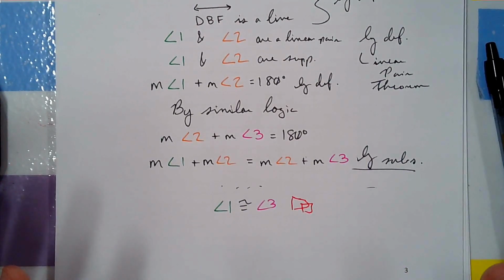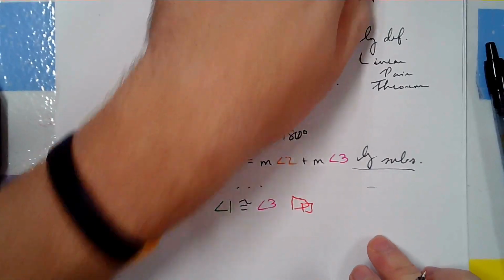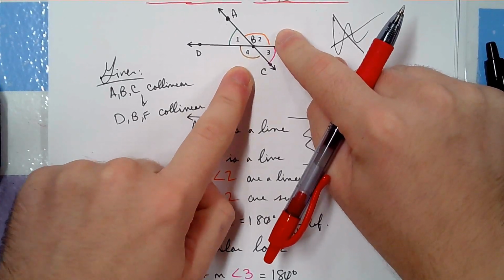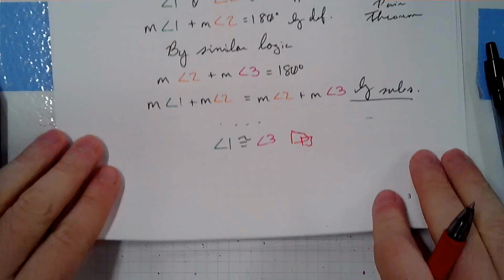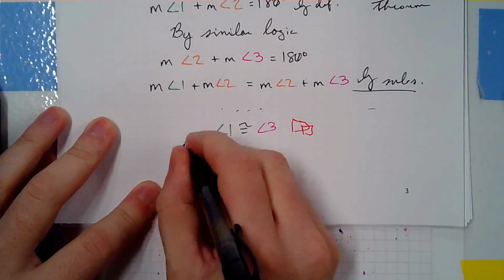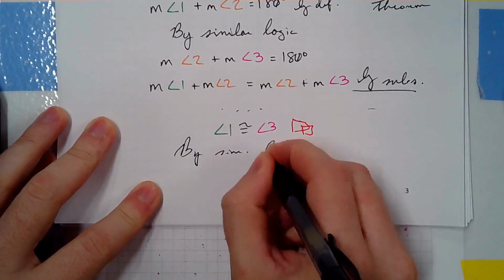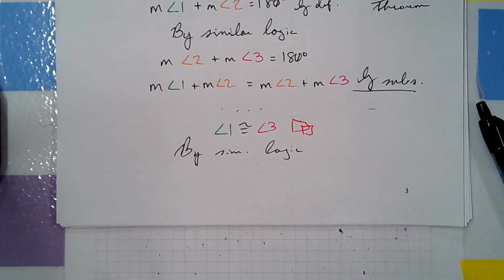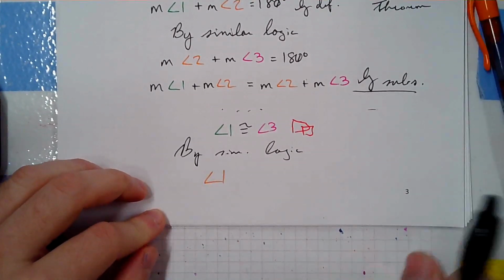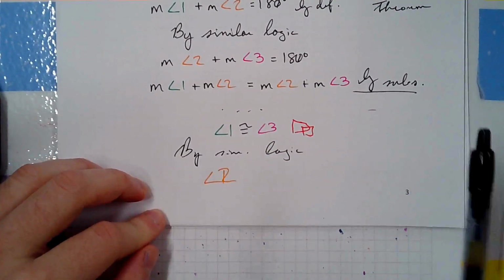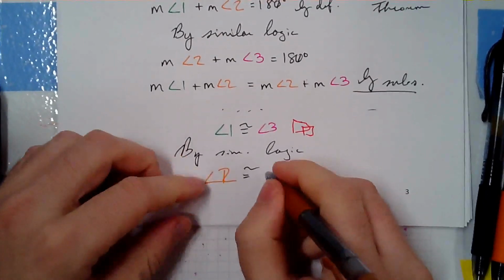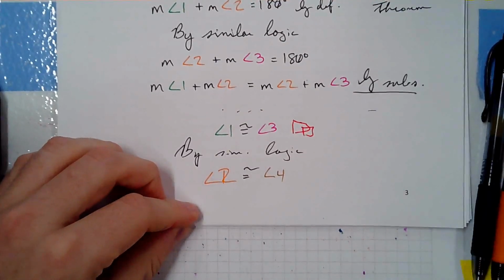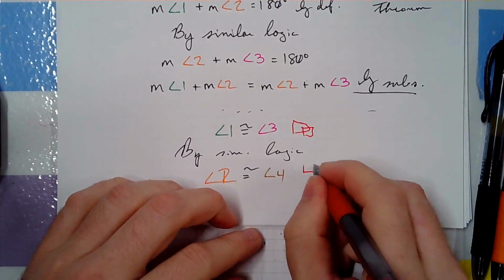All right, now, we also need to prove 2 and 4 are the same. Look at 2 and 4. They're vertical angles, aren't they? Didn't we just do a thing with vertical angles? Yeah. So check it out. By similar logic, angle 2 is congruent to angle 4. Swag box. It's the exact same thing, just with the angle names changed, right?